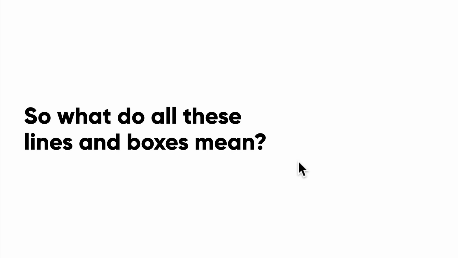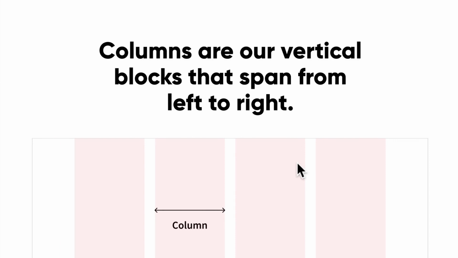Next is layout. So, what do all these lines and boxes mean? What are they? These are some questions you may be asking. Let's talk about the anatomy of a grid. All grids are made up of three key things: columns, gutters, and margins. The first one is columns. Let's cover that. Our vertical blocks right here that span left to right.